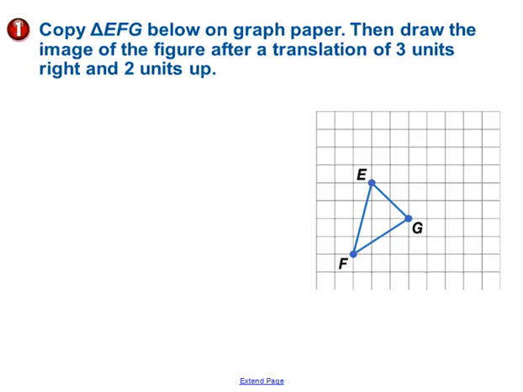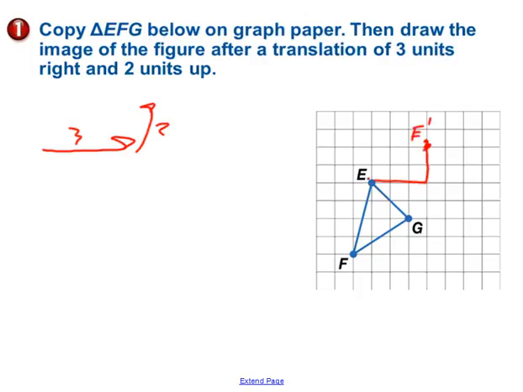It says copy the triangle below on graph paper, then draw the image of the figure after a translation of 3 units to the right and 2 units up. So let's take point E and go 3 to the right, that's 1, 2, 3, and 2 units up, 1, 2. So E prime becomes right there.